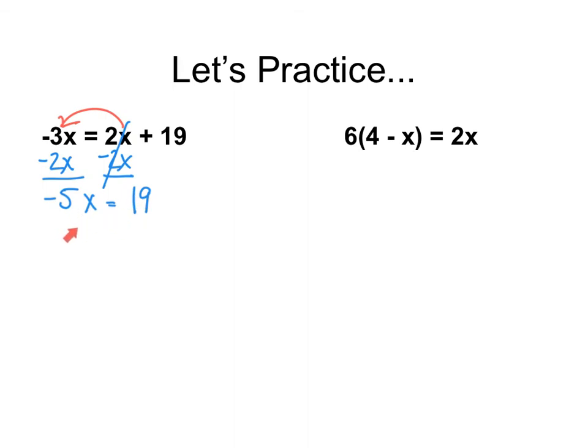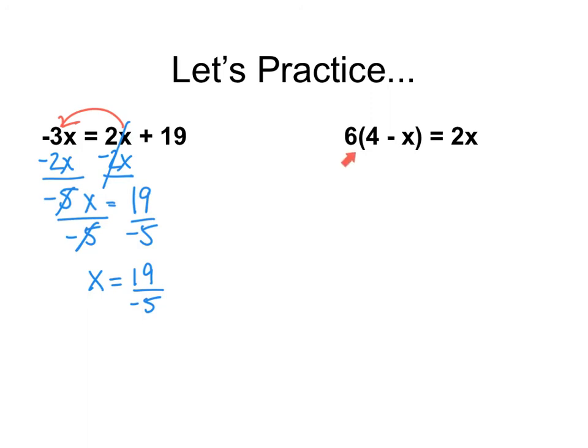Now I have a one-step equation left. I'm going to divide both sides of my equation by negative 5. The negative 5's on the left will cancel and leave me with x, and x is equal to 19 over negative 5, or negative 19/5.